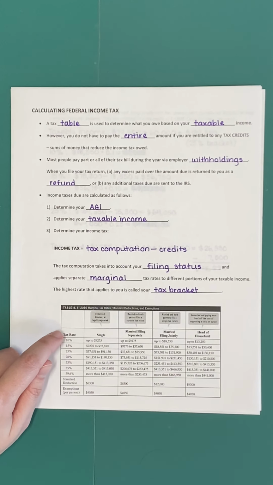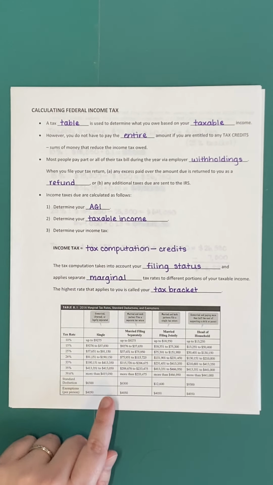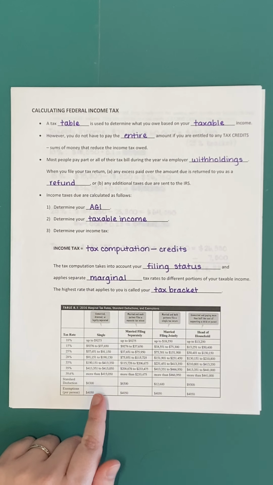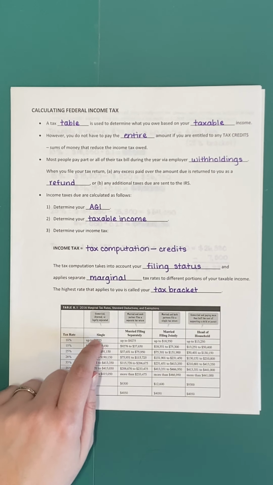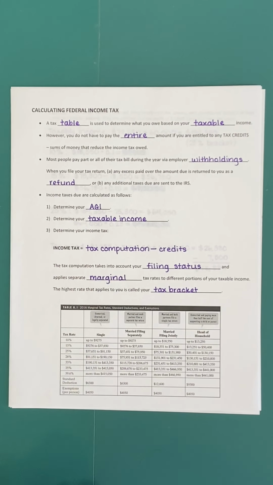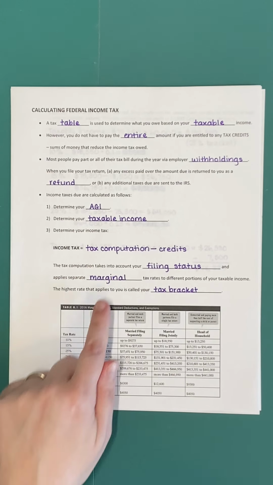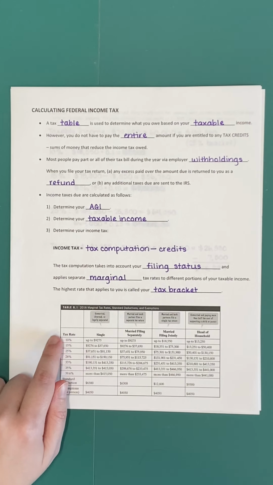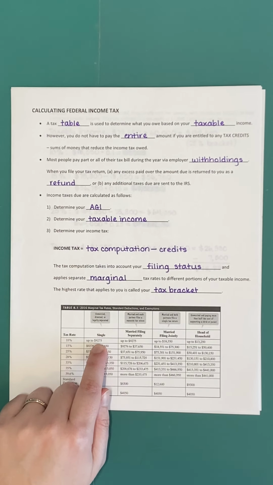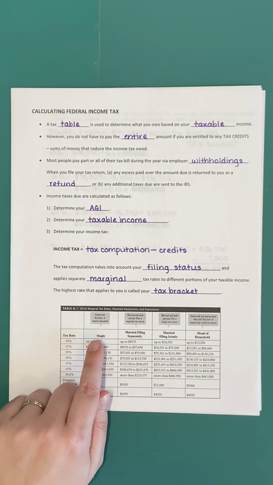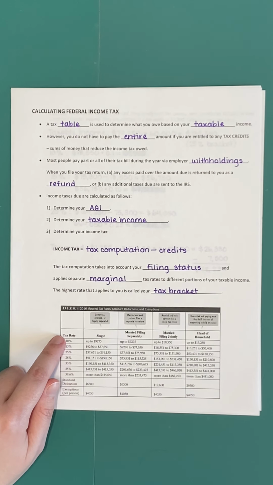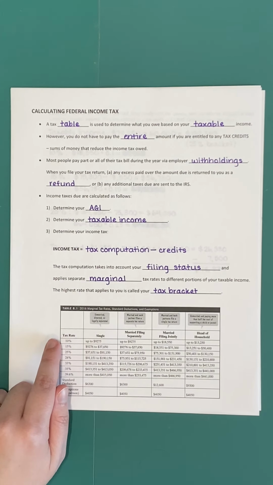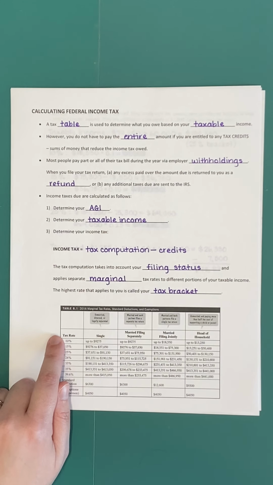So based on your taxable income and your filing status, you're going to determine what layer you fall into. In other words, look at the highest amount, look at the taxable income, and then what range of values does it fall into. So for instance, for the single category, up to $9,275 is taxed at 10%. So that portion of taxable income is taxed at 10%.